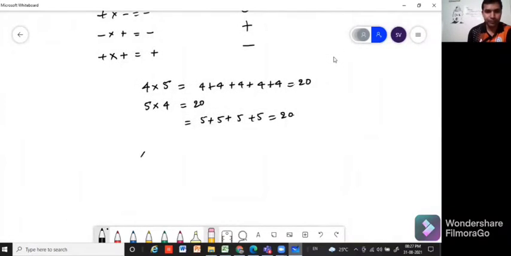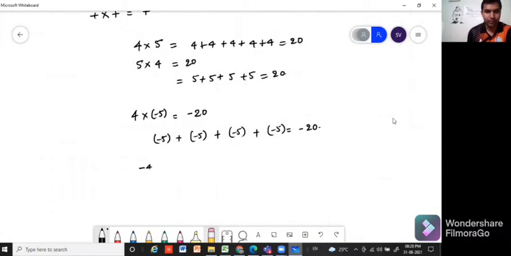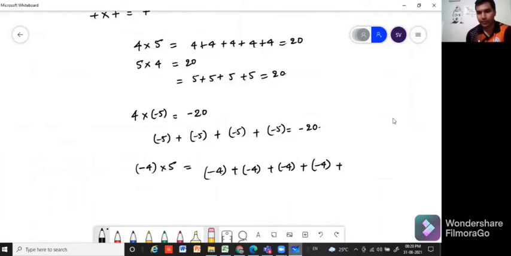Similarly, 4 into negative 5. What it means is, we say it is negative 20. That means negative 5 is added 4 times. So when I add negative 5 four times, I'll get negative 20. Makes sense? And also we knew negative 4 multiplied by 5, with this consistency of knowledge, means successive addition of negative 4. So if I add it 5 times, we'll get negative 20, right?